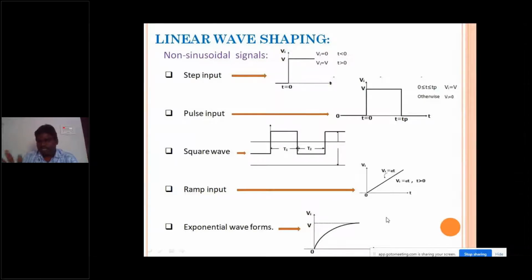Then, if you apply all these signals, not all at the same time, one by one, as input to the linear circuit, the shape which is shown here is not exactly the same in the output. So that is going to be altered. That is why it is called linear wave shaping.